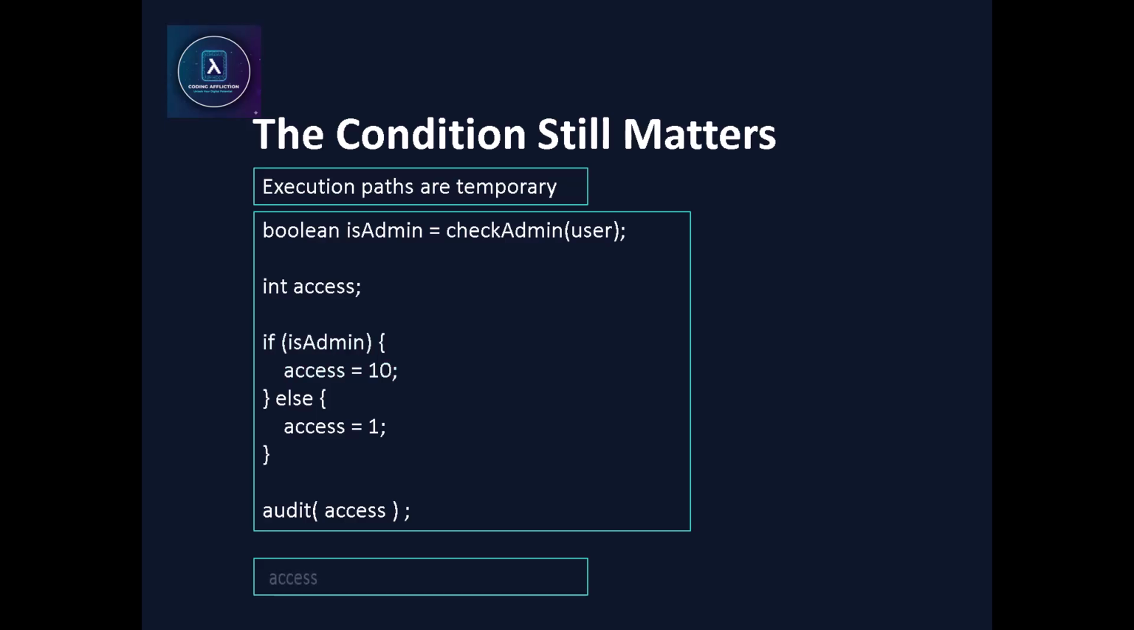Here's the silent assumption. Later code still knows why axis is 10. It doesn't. By the time audit axis runs, isAdmin is irrelevant. The branch no longer exists. Only axis remains. If a later bug occurs, developers instinctively recheck the condition. But the condition already did its job and died. The bug isn't which path ran. Debugging the condition here is wasted motion.